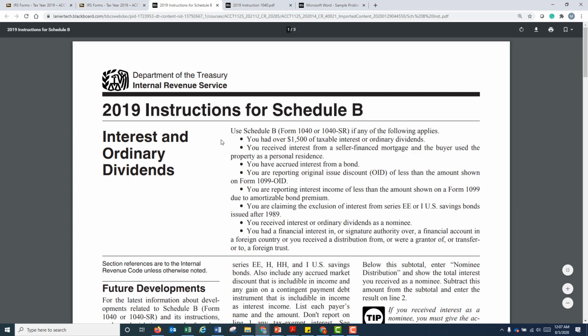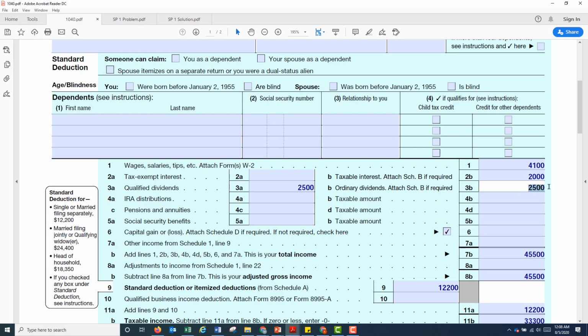It says here, use Schedule B if any of the following applies. You had over $1,500 of taxable interest or ordinary dividends. The same information can be found in your book. Let's see the problem again and determine if the amount of taxable interest or ordinary dividends is over $1,500. Then we would need to do Schedule B. Ordinary dividends, $2,500. Taxable interest, $2,000. These two are over $1,500. Either one of these over $1,500, then we have to fill out Schedule B.